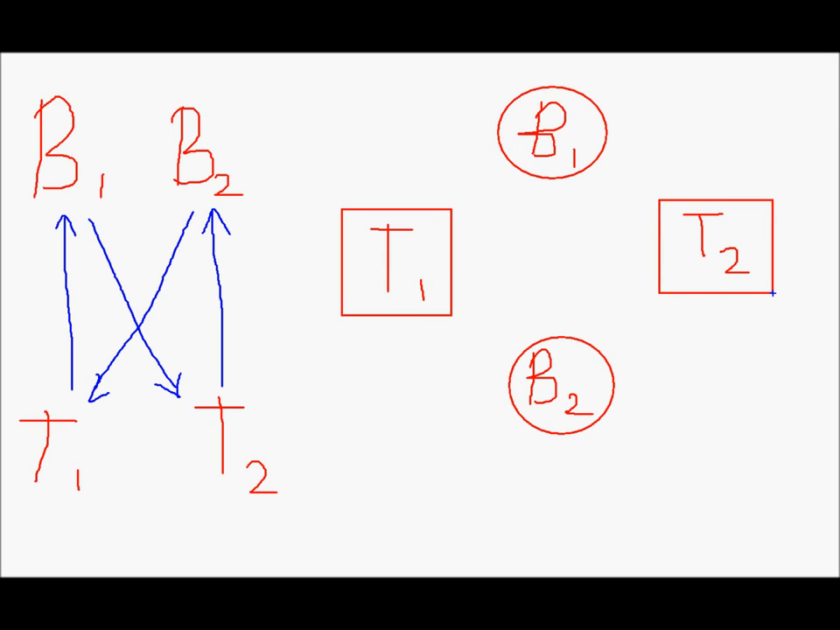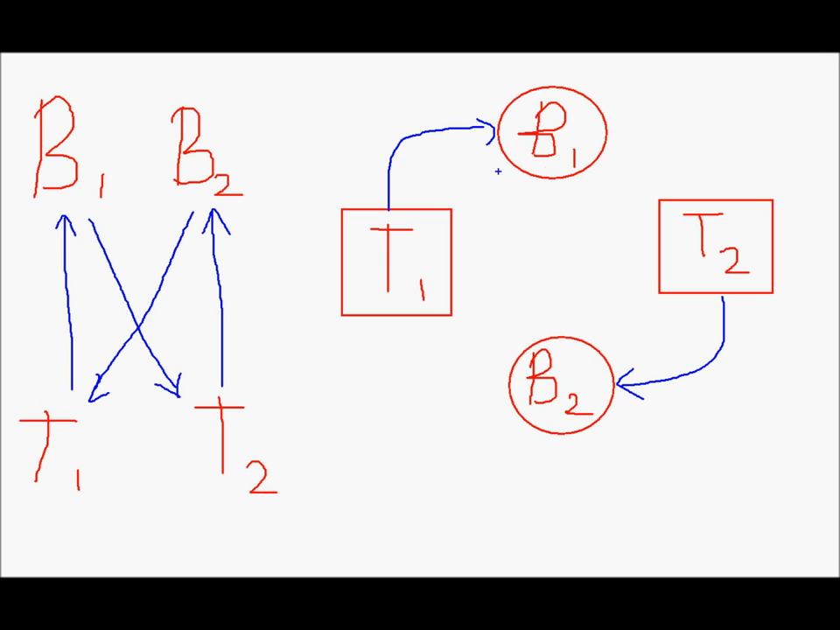Next we'll draw the arrows. If a process already has a resource, then the arrow will point towards the process. So B1 has T1, so the arrow will point towards B1. And baby B2 has toy T2, so the arrow will point towards B2.